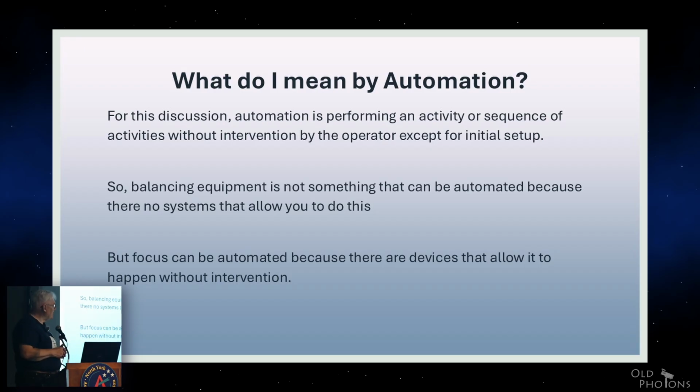Let's first of all talk about what I mean by automation. To me, automation is performing an activity without intervention by the operator, except to initiate the activity. So I'm not aware of any way to balance a telescope on a mount automatically. So that's something that you couldn't automate, but you can automate focus, and you can use all kinds of devices to automate various things. And believe it or not, if you want to spend the money, you can automate tilt adjustments, and you can automate polar alignment, which are a couple of things that I don't do yet.